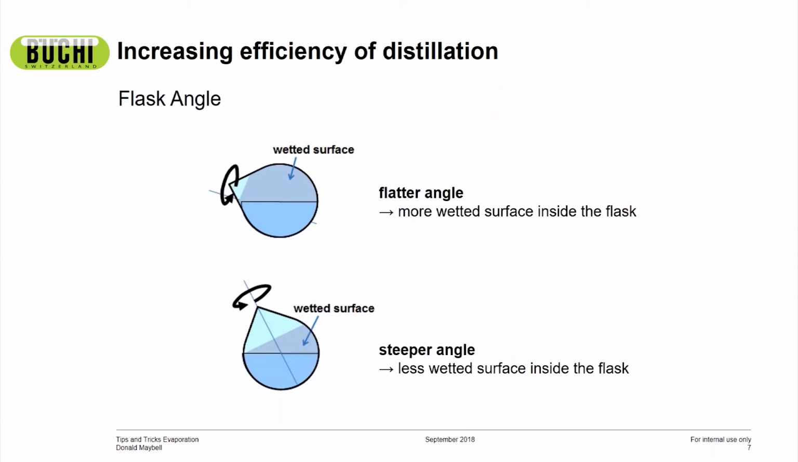So this is another surface area thing. If you get a flatter angle, you get more surface area of the flask, so you have a lot more surface area for evaporation to occur, because evaporation only occurs at the surface of a liquid.